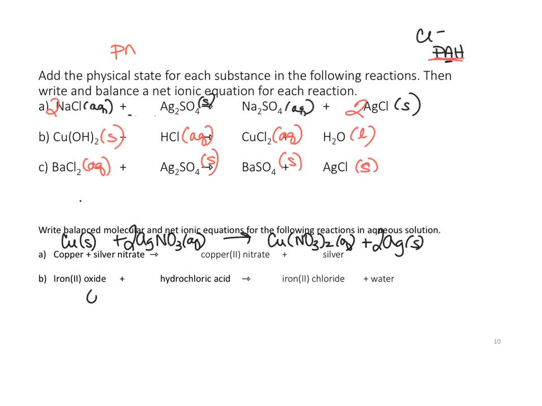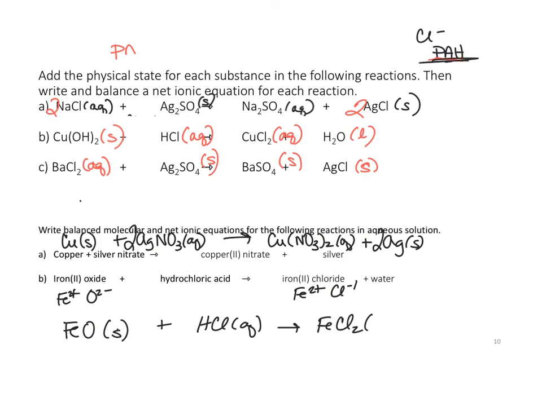Maybe this one, iron 2 oxide, O2 minus, iron 2 plus, so that becomes FeO. And oxides are typically solid, unless they're with like group 1. Hydrochloric acid is AQ. This goes to iron chloride, which is going to be AQ plus water. So I can work some examples of writing net ionic equations, but these aren't your typical equations in which you would write a net ionic equation. So like I said, I just pulled these from the book, so we'll look at that in class. And that wraps up the selected problems for this chapter.